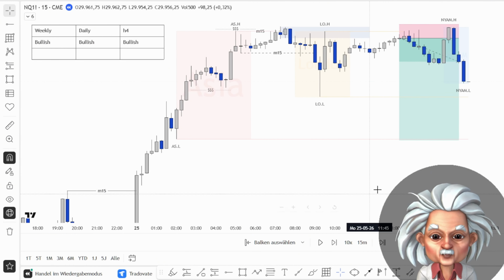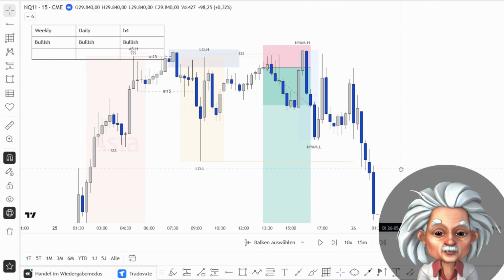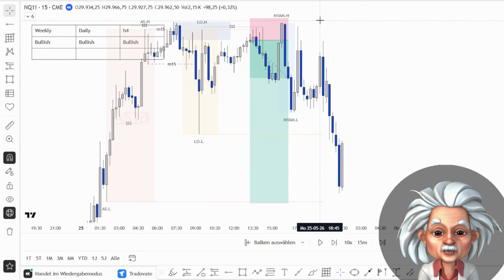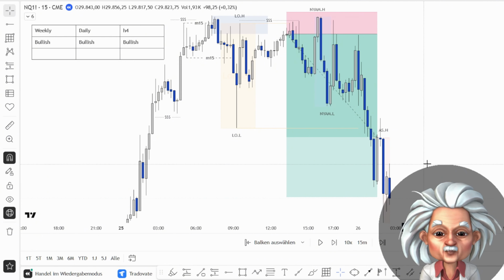Then here came New York into play. As you can see, New York did the same game, but it respected the high. It only took liquidity above the London session. You see, it liquidates the London highs here, but it respected the all-time high. And then it sold off. So if you had taken this trade, as you can see, you would have never got stopped out. And then, yeah, full take profit.